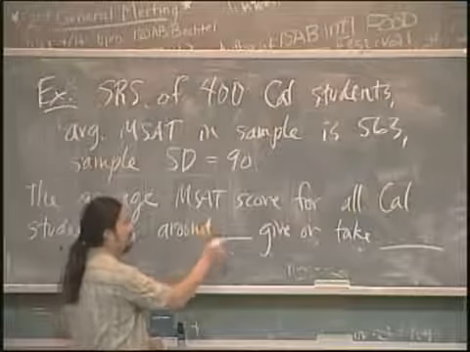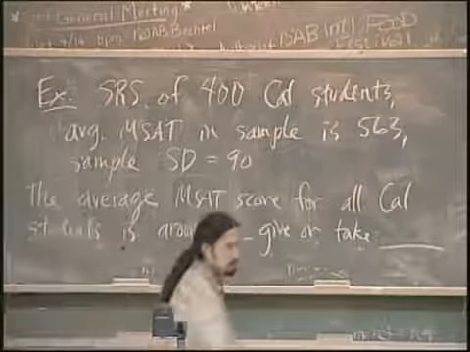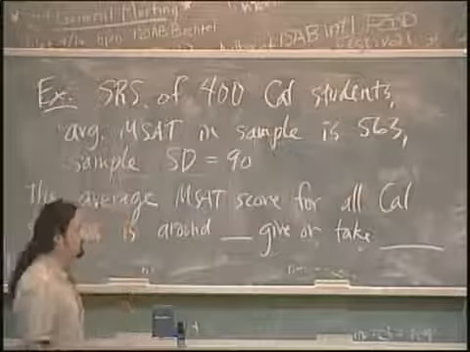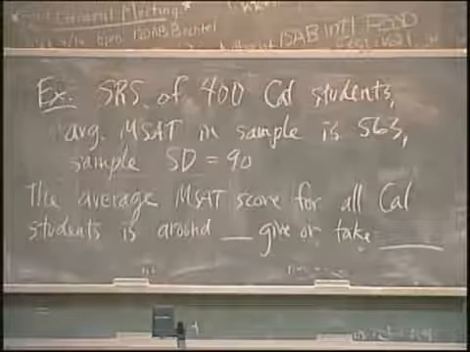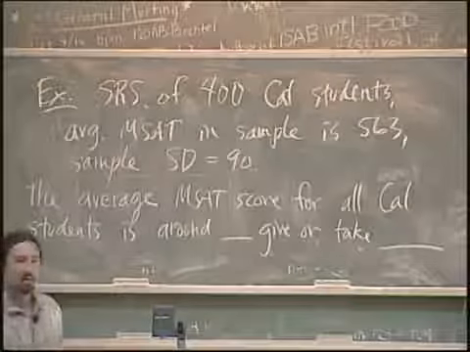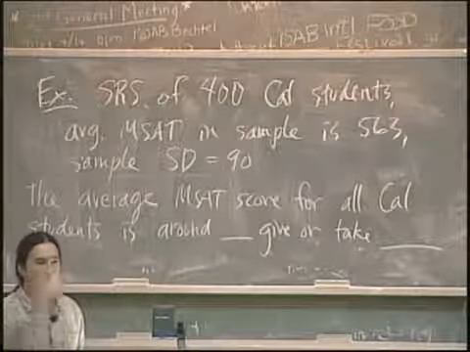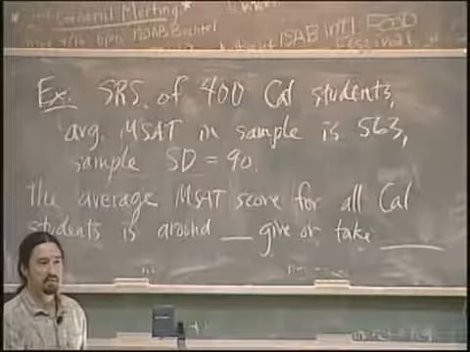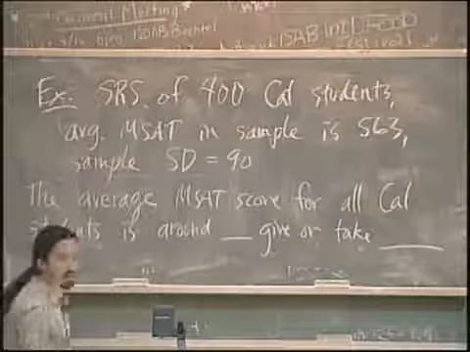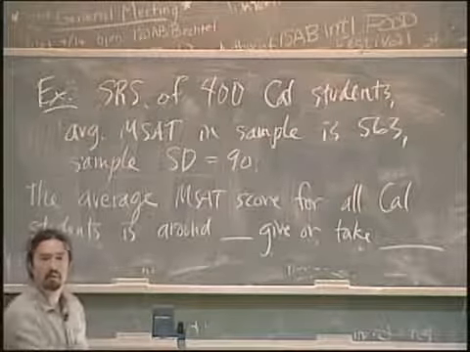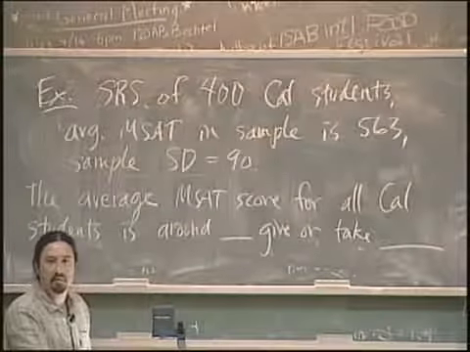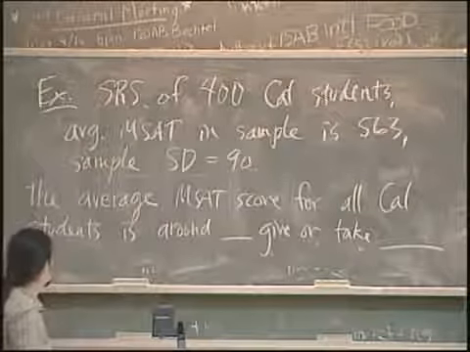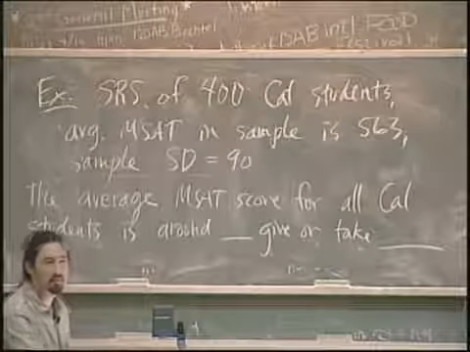in English, what should go in that first blank? If I wanted to put a word in here rather than a number, what word would I put there? Anyone want to say? Average of the sample? Okay, anyone agree, disagree? Yeah? Average of the population? Anyone else, any other suggestions?